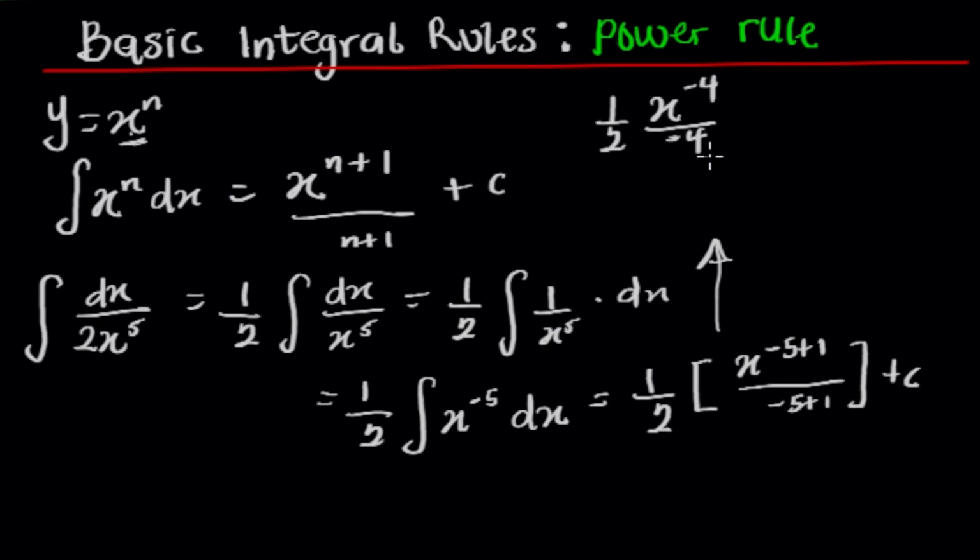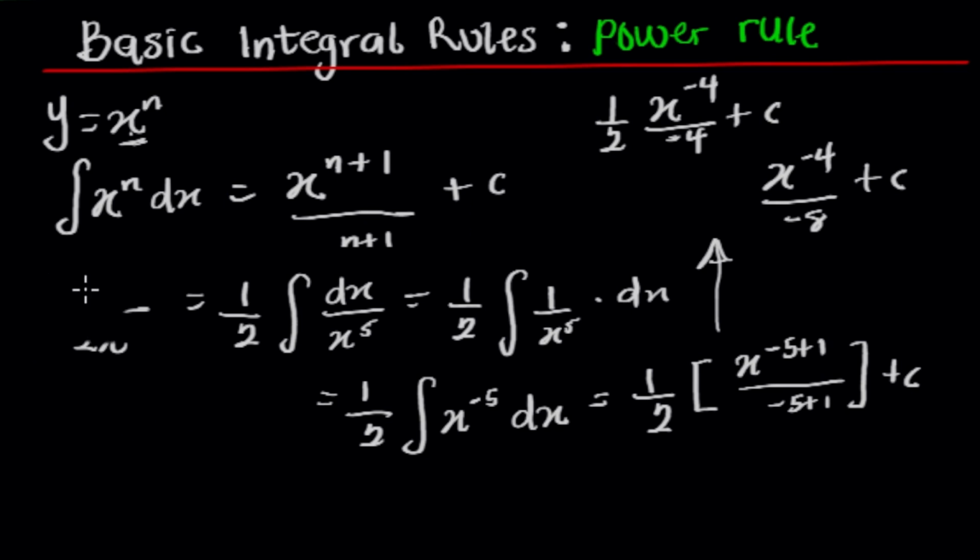Then plus c. So if I simplify the whole expression now, I'm going to have x to the power of minus 4, divided by minus 8. So that's exactly what I'm going to have. Then what can I do in this case? Should I stop here, or should I simplify further? I can choose to stop here, but it will be better for me to simplify the whole expression further.